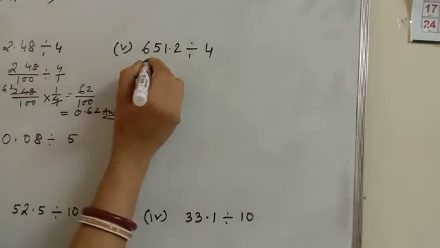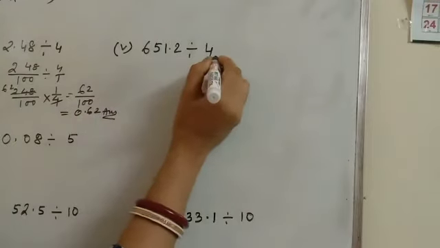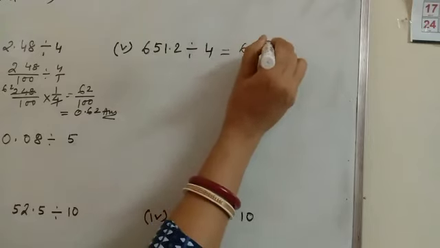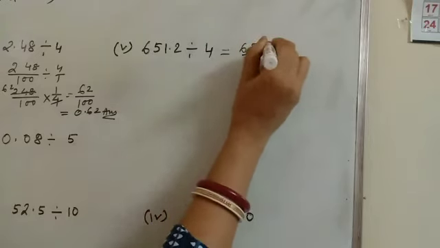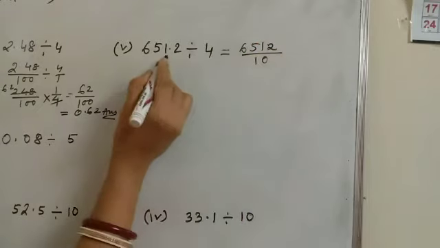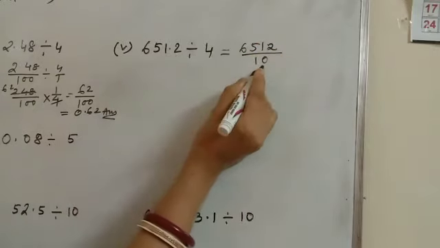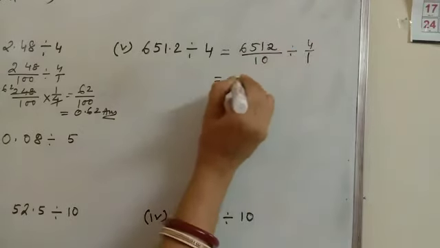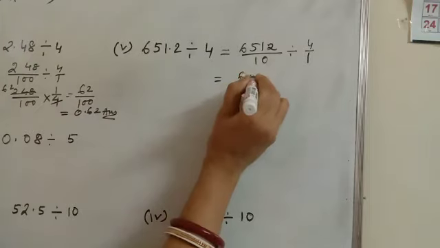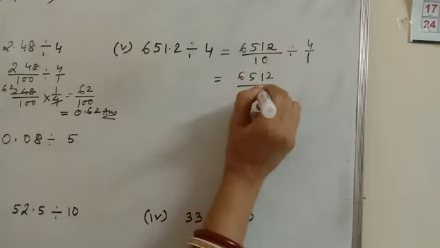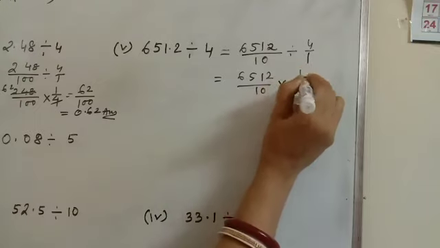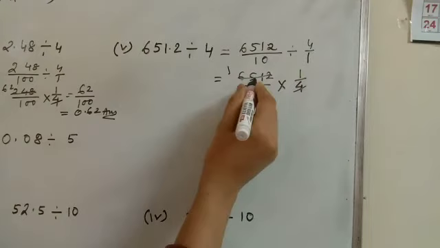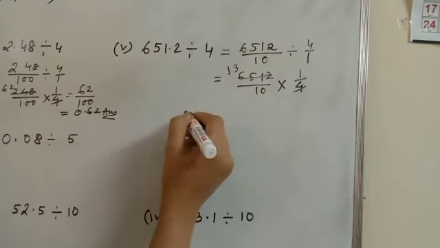Next one is 651.2 divided by 4. You can write it this way: 651.2, as it is 10th place of decimal after the point, so 6512 by 10, divided by 4 by 1. So 6512 by 10 into, make its reciprocal, 1 by 4. Now you can cancel.